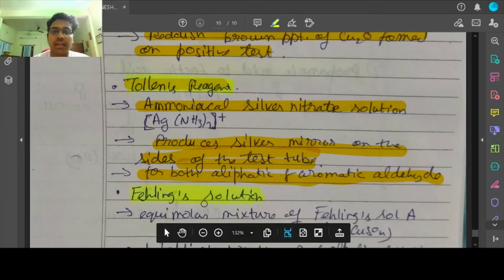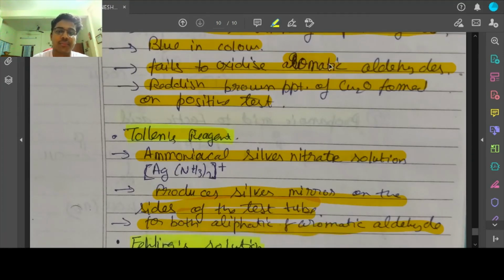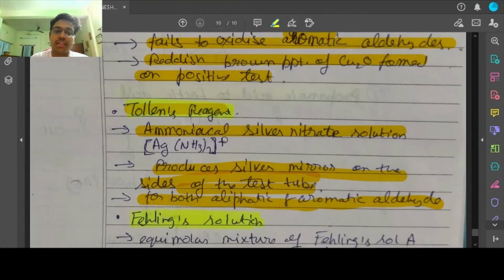So earlier Benedict's reagent failed to oxidize aromatic aldehydes. It couldn't work for aromatic aldehydes, it only works for aliphatic aldehydes. But Tollens reagent works for both aliphatic and aromatic aldehydes. It doesn't judge. Since it is an ammoniacal silver nitrate solution, silver is present, so it deposits silver on the sides of the test tube, which shines like a mirror.